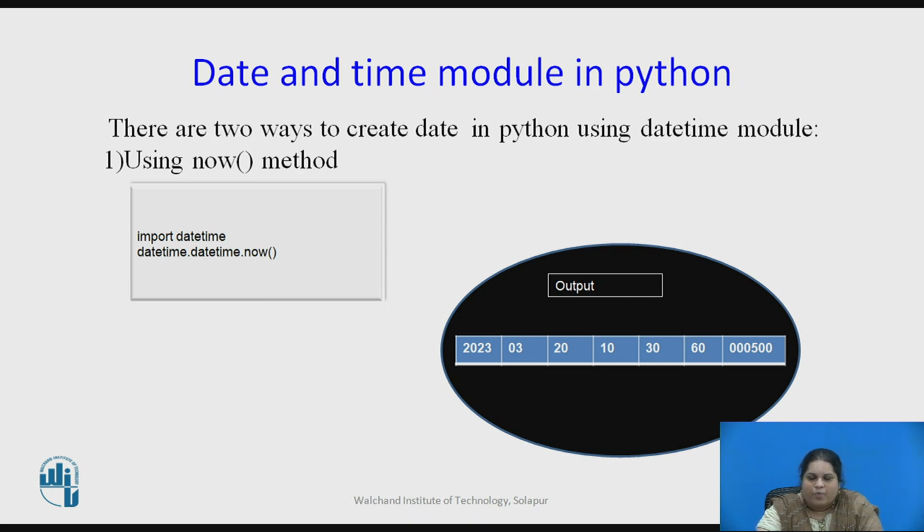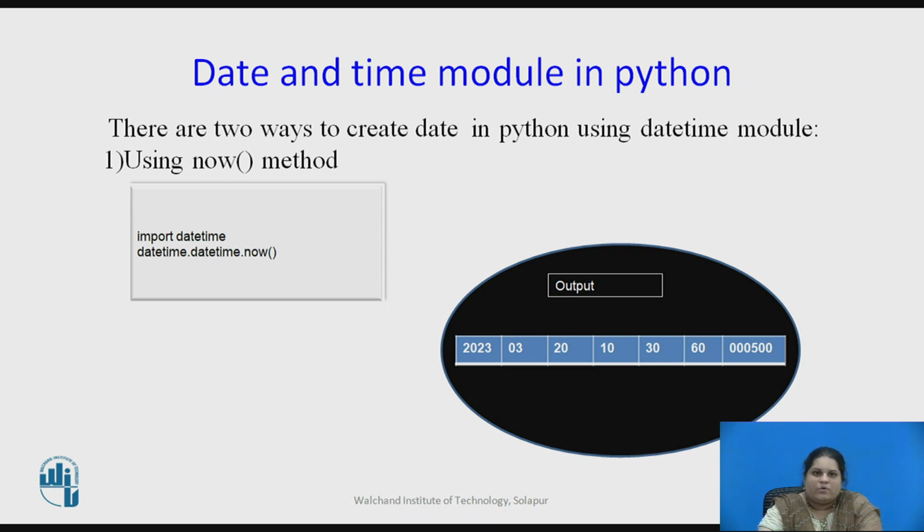So if you observe, the output will be having 7 fields in it. So whatever today's date is there, for example 20, the first block is related with the year, so it is 2023. Next is related with the month, that is 03. Then after that there is a date, that is 20 also. Then the remaining three fields are related with the time. So whatever the time is there, that is 10 hours, 30 minutes, 60 seconds and 500 microseconds. So all these fields are present accordingly.